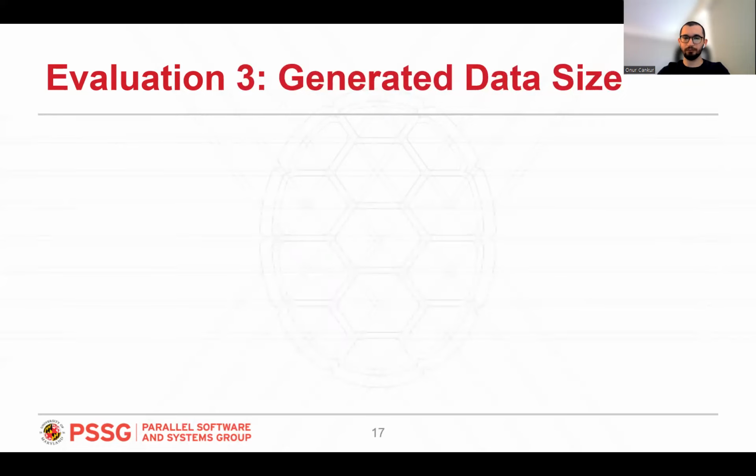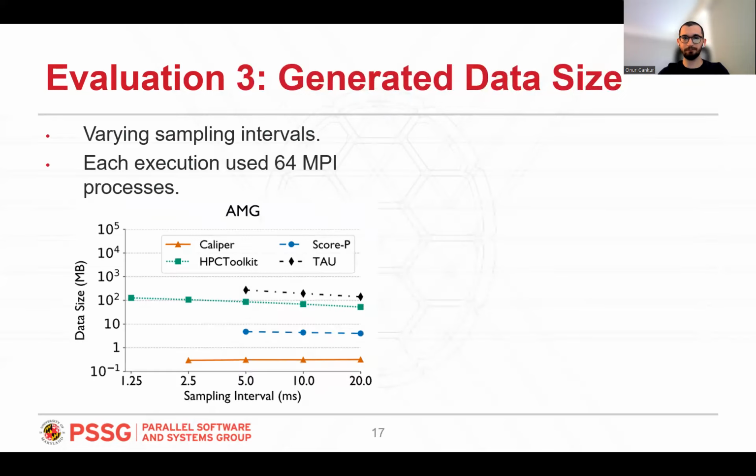And then, evaluation of generated data size. So this time we see the results for AMG. Again, when we use varying sampling intervals. So on the y-axis, this time we have data size in megabytes. So this is the call graph data generated by the tools. We can see that Tau and HPC Toolkit generate more data compared to Scorpio and Caliper.